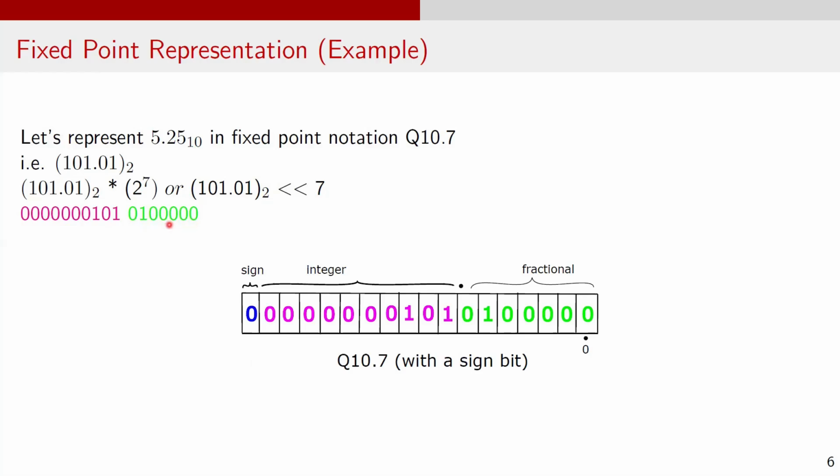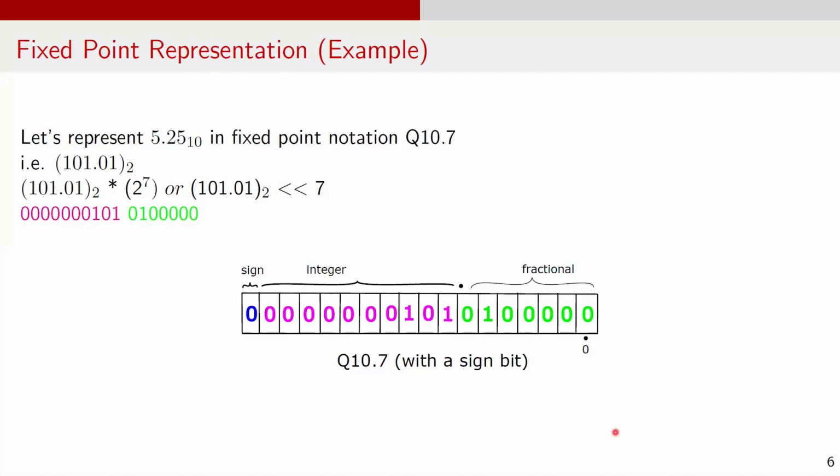The 7 least significant bits are the fractional part, and the remaining bits padded with left zeros are the integer part. The most significant bit of 0 represents a positive sign. This is the binary representation of 5.25 in Q10.7 fixed point arithmetic. As seen, the radix point is fixed here in this notation.